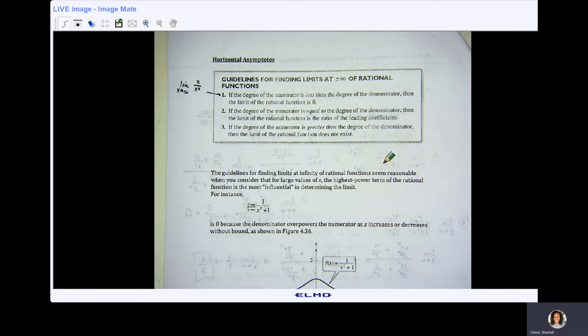For number 2, it says if the degree of the numerator is equal to the degree of the denominator, then the limit of the rational function is the ratio of the leading coefficients. And we saw that on the second example where the limit value was 2/3. And then on the third one, it says if the degree of the numerator is greater than the degree of the denominator, then the limit does not exist. There isn't one. Okay?